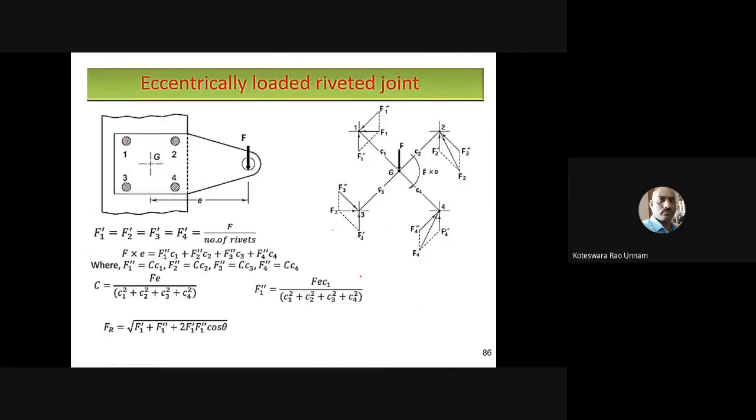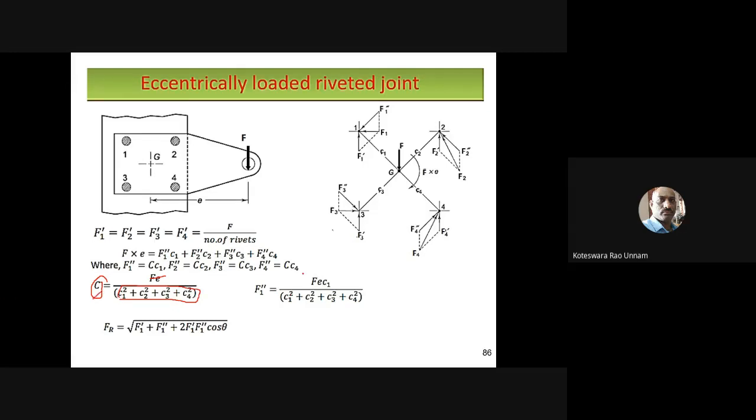Maybe I have given that expression here. See here, something like this. Okay, he has taken the distances as C1, C2, C3. We are taking it as R1, R2, R3 only. So finally, if you take that, you are going to get your expression for C as something like F into E by C1 square, C2 square, C3 square, C4 square. So I got the C value.